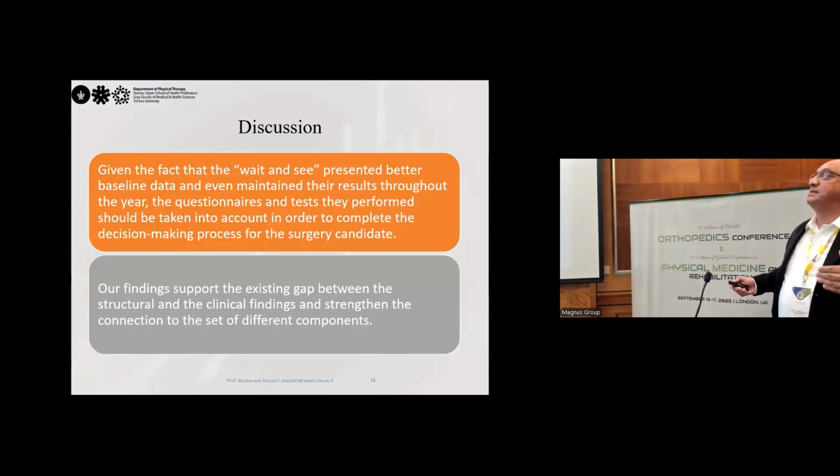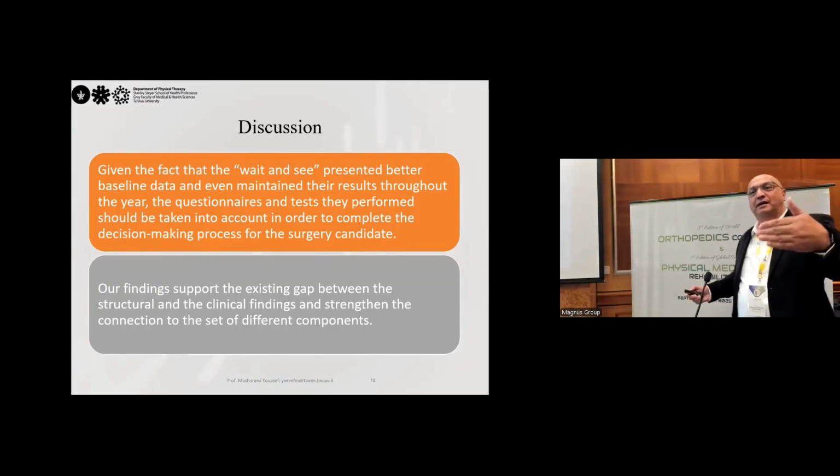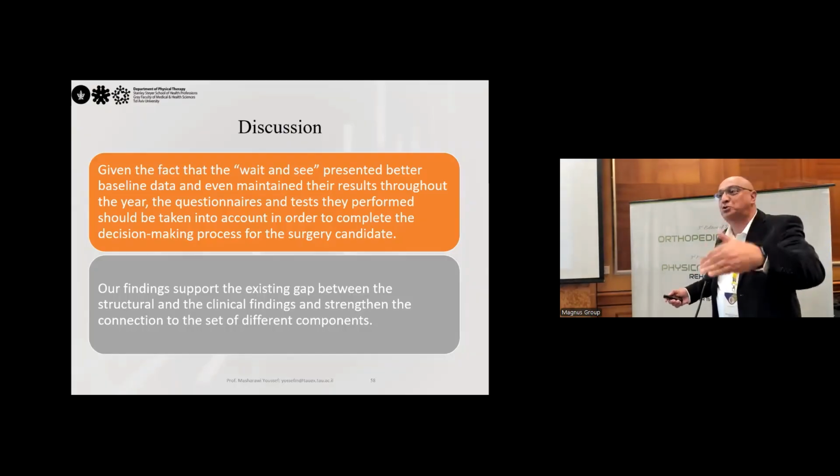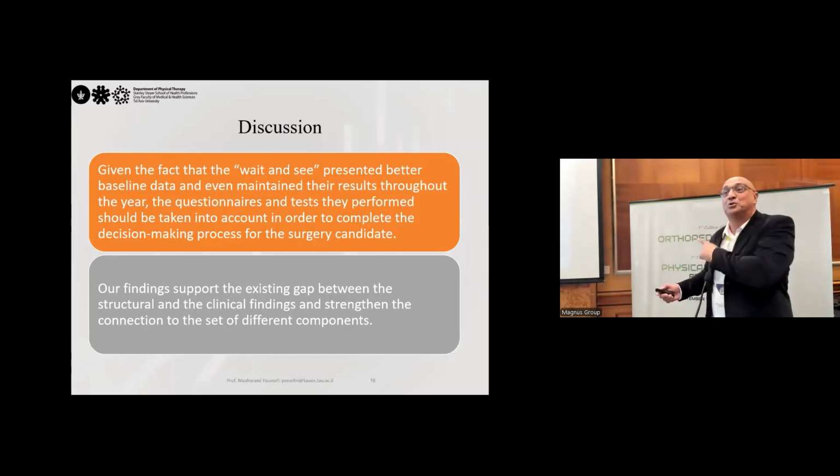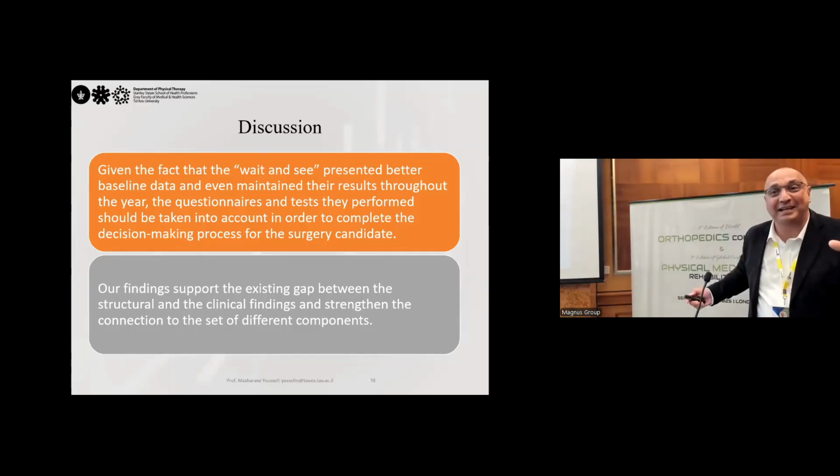Given the fact that the wait and see group presented better baseline data and even maintained the results throughout the year, the questionnaires and tests they performed should be taken into account in order to complete the decision-making process for the surgery candidate. What does it say? That the patients were right not to do surgery. They decided for themselves not to do surgery, and they were right, according to all these tests and questionnaires. They had better baseline than the ones who decided to do the surgery.